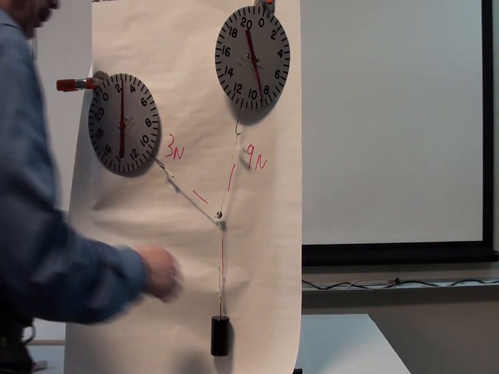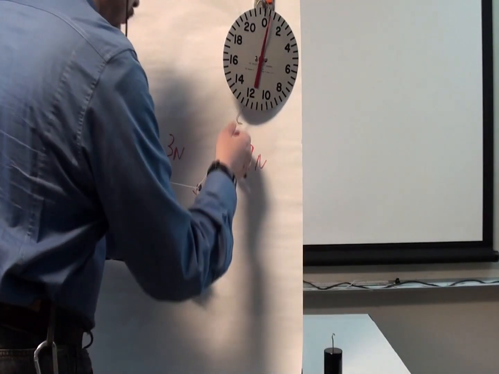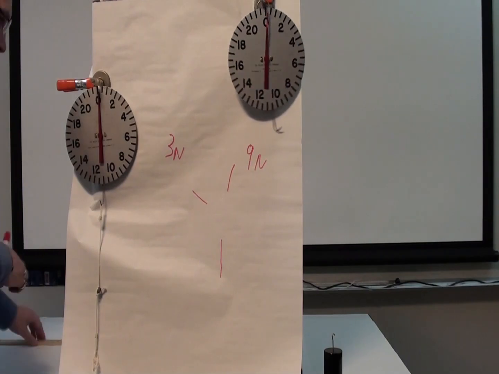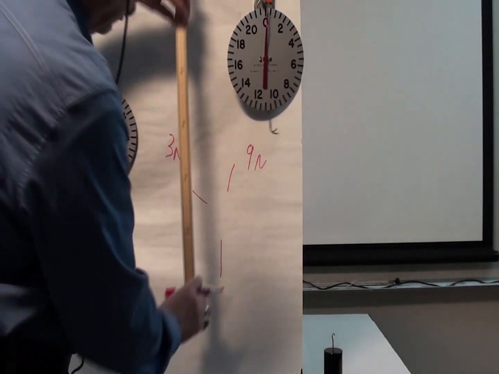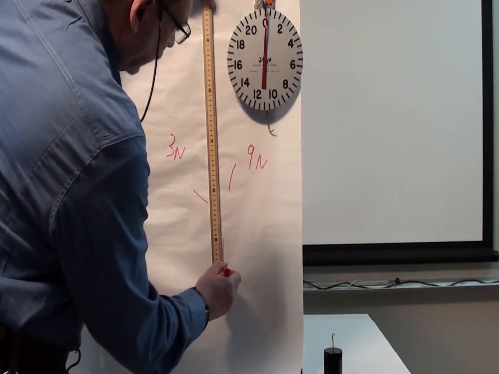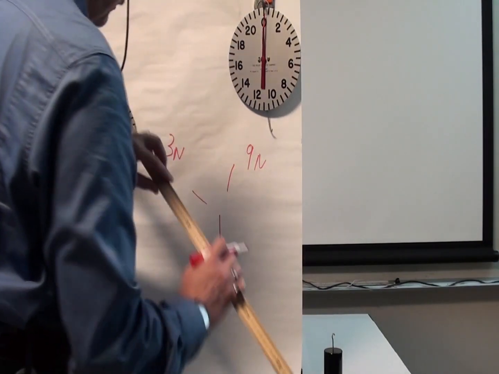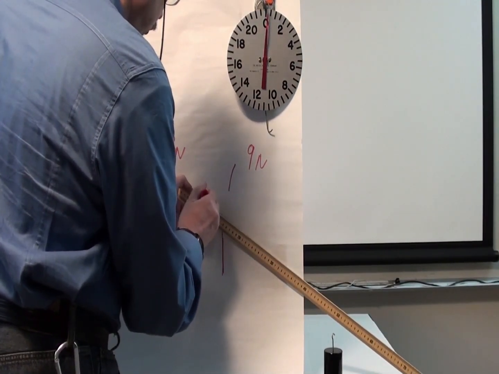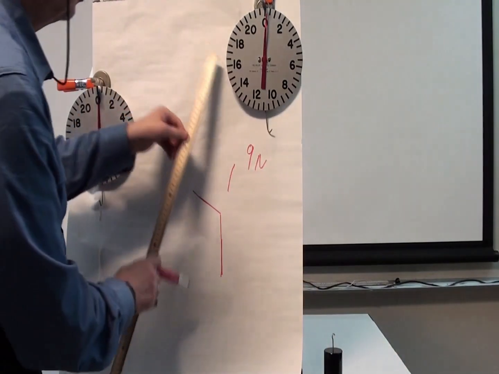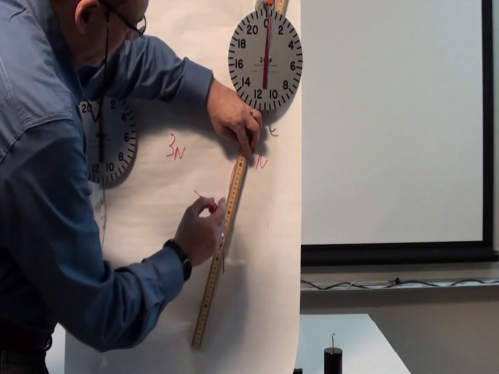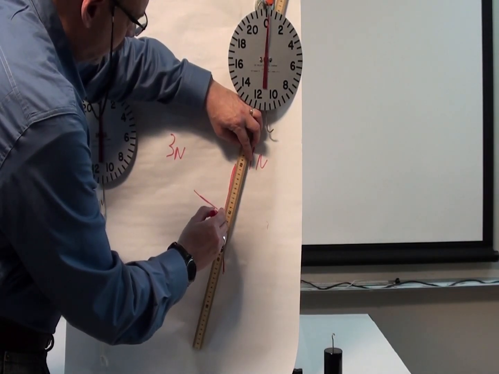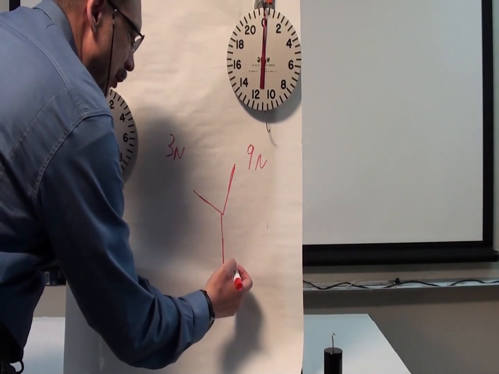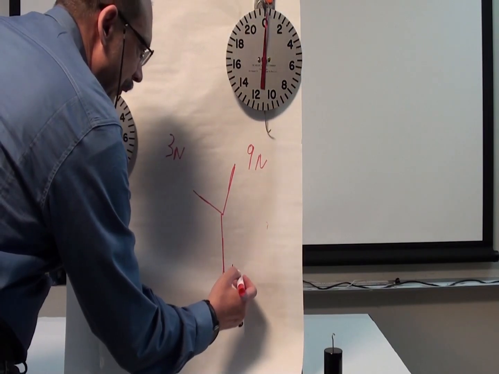And now I'm going to remove this weight, and I'm going to extend these lines. 1, 2, 3. This is the 1 kilogram weight, 1 kilogram times g, which is 10 newtons.